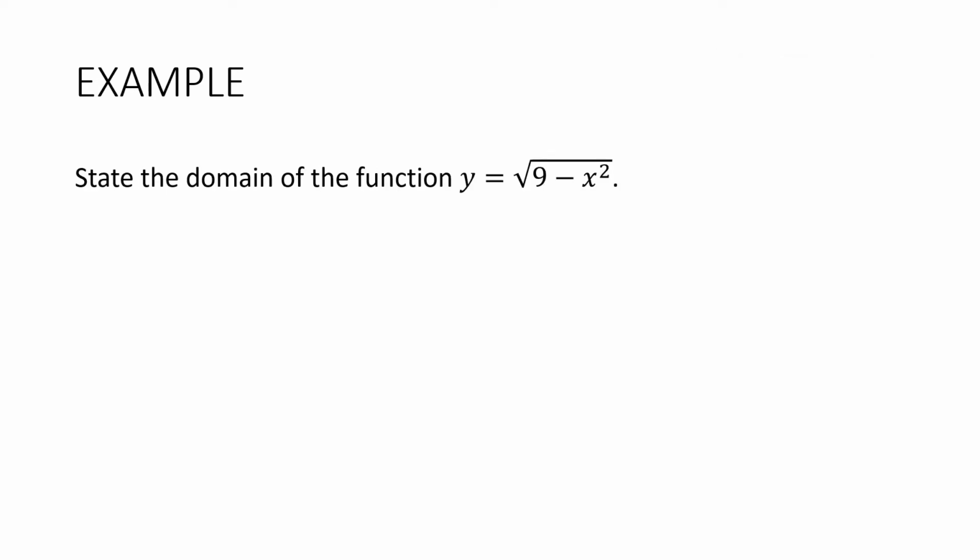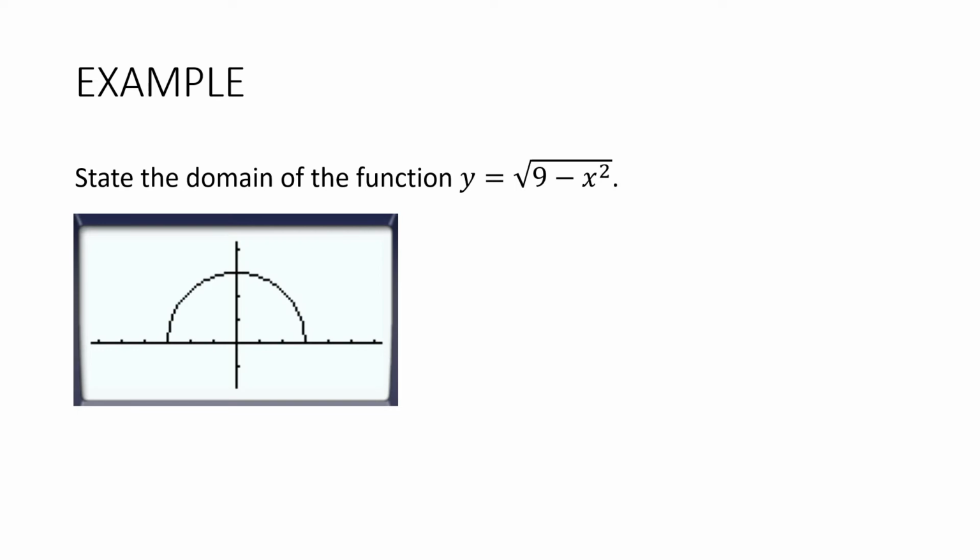You might get asked to state the domain of a particular function, like this question: state the domain of the function y equals the square root of 9 minus x squared. Now that's a semicircle, which you may or may not recognize, but if we put it on the graphics calculator, we get this. Basically what we've got to do is state the values of x for which the function exists. And we can see it exists between negative 3 and positive 3. So we're going to write this: the domain is all x values such that x lies between negative 3 and positive 3.